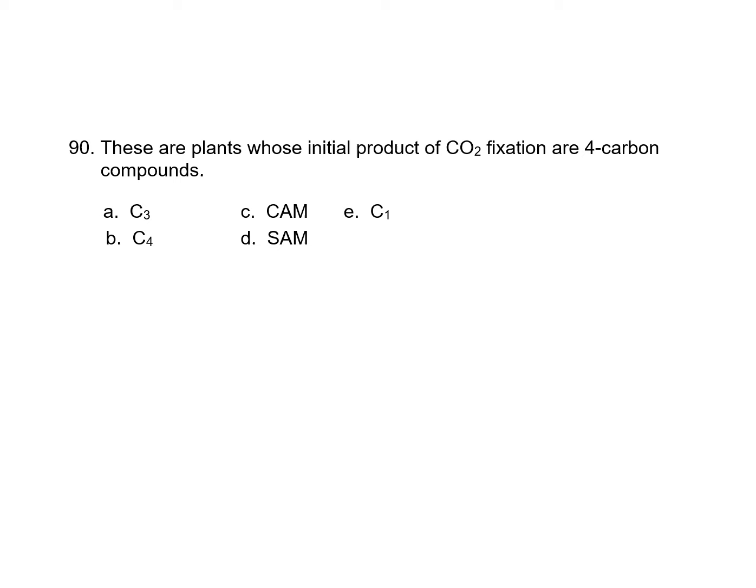Number 90. These are plants whose initial product of CO2 fixation are 4 carbon compounds. A. C3, B. C4, C. CAM, D. SAM, E. C1. The answer is C4.